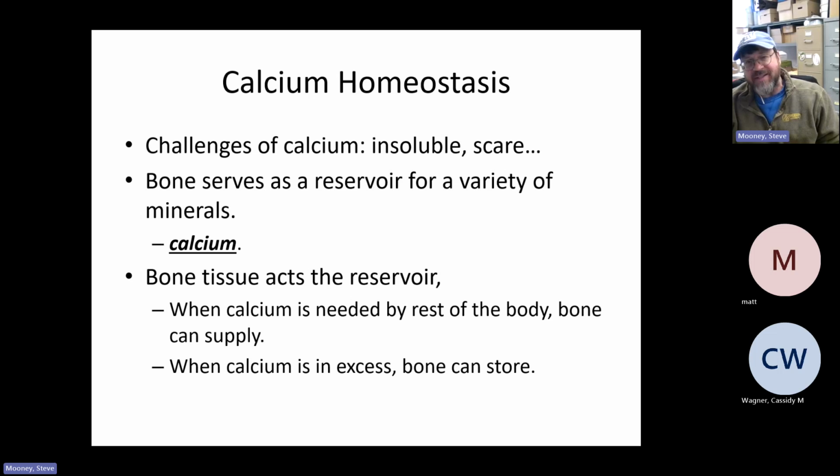Another thing about calcium, it's very insoluble in water, so we can't keep lots of it in the blood. The milligrams per deciliter is pretty low for calcium compared to our electrolytes. So if we get too much in there, it'll start to precipitate out, and that's going to cause problems. So bone serves as a reservoir for a variety of minerals. We're going to focus on calcium here. Bone tissue acts as a reservoir when calcium is needed by the rest of the body for whatever functions. Bone can take it out of the bank, the calcium bank, and provide it. If we have excess, the bone can store it for later. So we did that all last time.